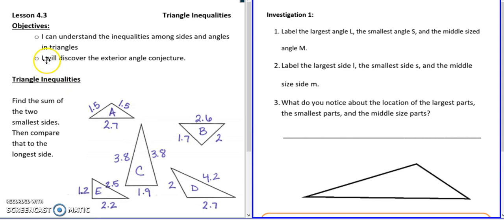For our objectives for lesson 4.3, we're going to be looking at the inequalities among the sides and angles of a triangle, as well as looking at the exterior angle of a triangle and how that relates to the angles inside of a triangle. So our first investigation is related to the side lengths of the triangle.